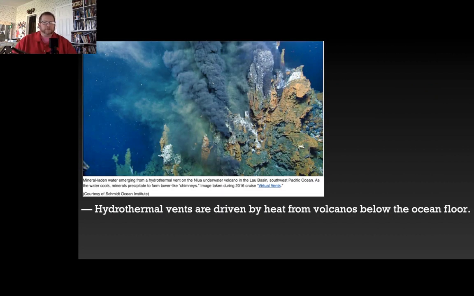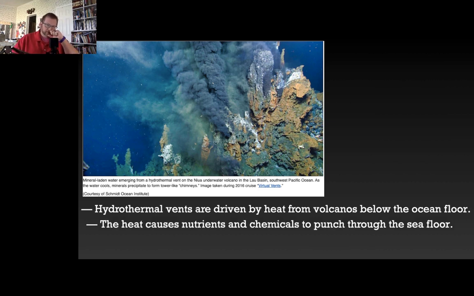Hydrothermal vents are driven by heat from volcanoes that are below the ocean's surface. So you've got the volcano below the ocean's floor. It's heating the water up that's inside of the crust. And then it gets so hot that it has to squirt out somewhere, and it blows holes in the ocean floor, these vents, and it shoots out all the water and all of the nasty chemicals that are part of the volcano, and creates these tower-like chimneys that are just blowing hot water and acid and all this other stuff out of this vent.